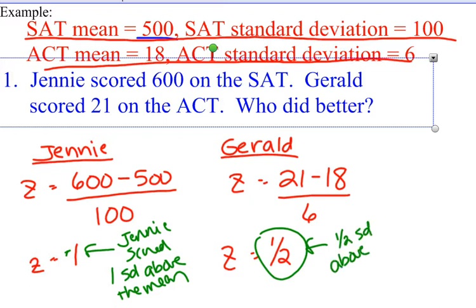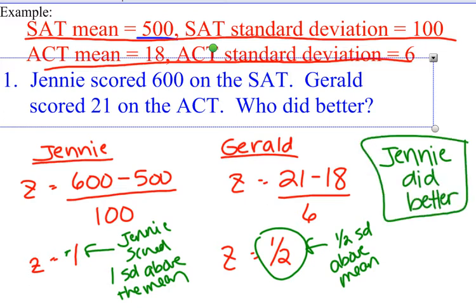So both of these kids are above average, right? They're above the 50th percentile. Who did better then? Well, hopefully, from your understanding, Jenny did better. Jenny is higher up than Gerald. And we didn't have to actually use our Table B for that. We can just tell by looking at the Z-score.